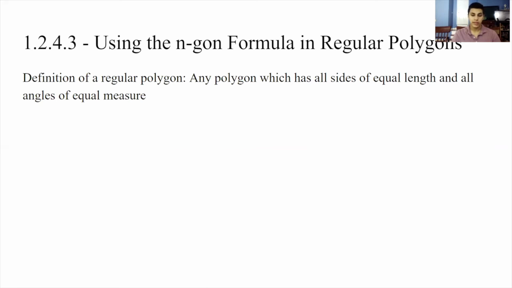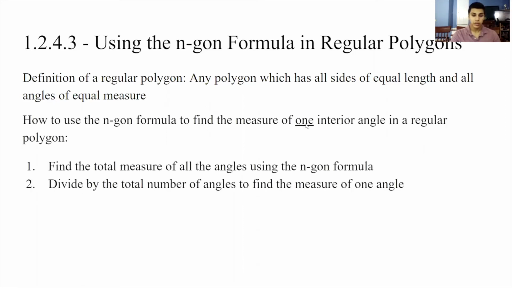And so in a regular polygon, you can use the n-gon formula to find the measure of one specific angle, because you know that all the angles are the same. So finding one angle should be a little bit easier than in different shapes, because you can just divide by the total number of angles. So you need to adapt the n-gon formula to find the total number of degrees per one angle in a regular polygon. The way that you do that is first you use the n-gon formula to find the total measure of all the angles.